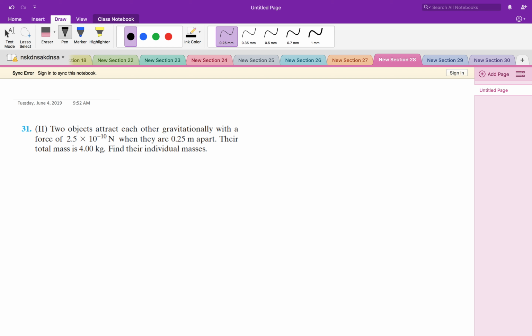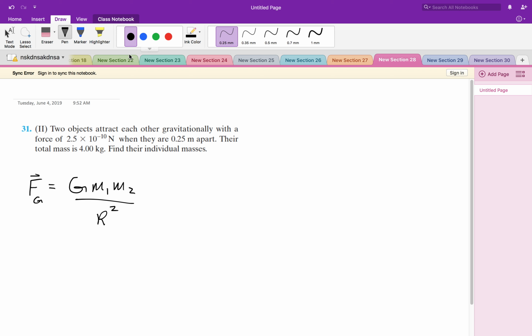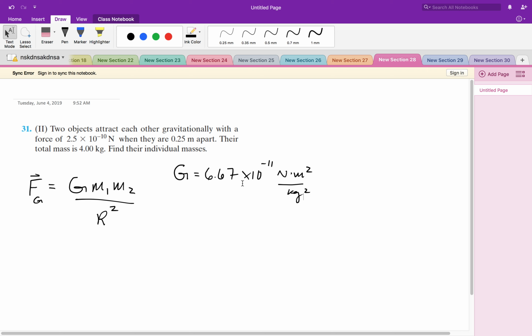Before we get started, Newton's law of universal gravitation says that the gravitational force between any two objects is G m1 m2 over r squared. This big G is the universal gravitational constant, and the number for it is 6.67 times 10 to the negative 11 newton meters squared per kilogram squared. This is a very small number. They sometimes call this the gravitational coupling constant, but it's 10 to the negative 11, which gives you a sense of how weak gravity is.